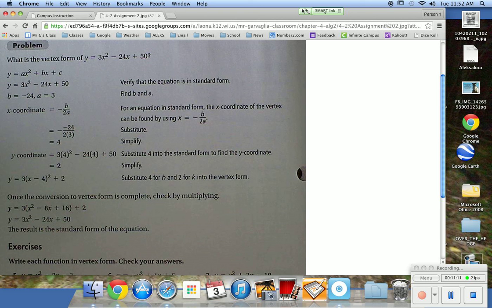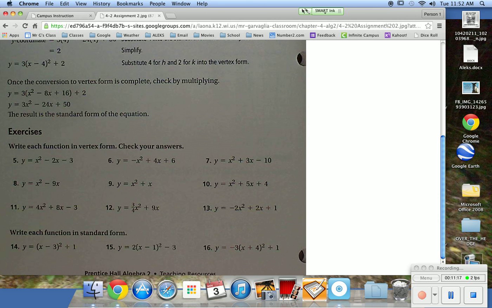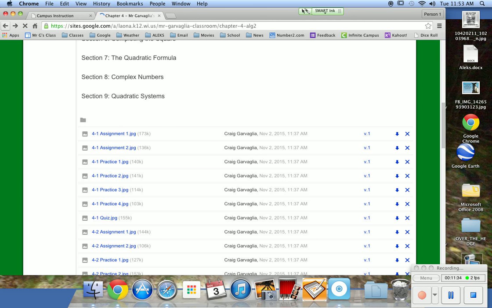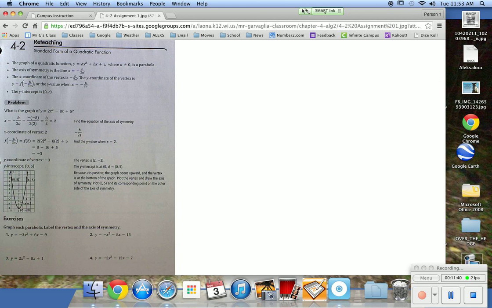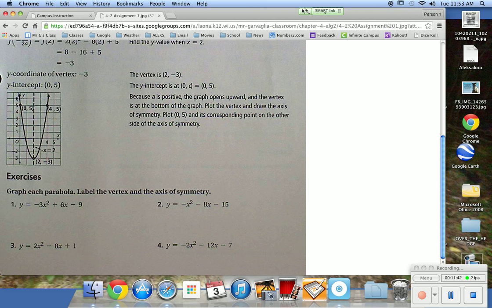All right, same thing. You guys are doing all 16. Do evens. Graph the parabola. Just do the evens here. Label your axis of symmetry. And also you're going to need the vertex on the next one.